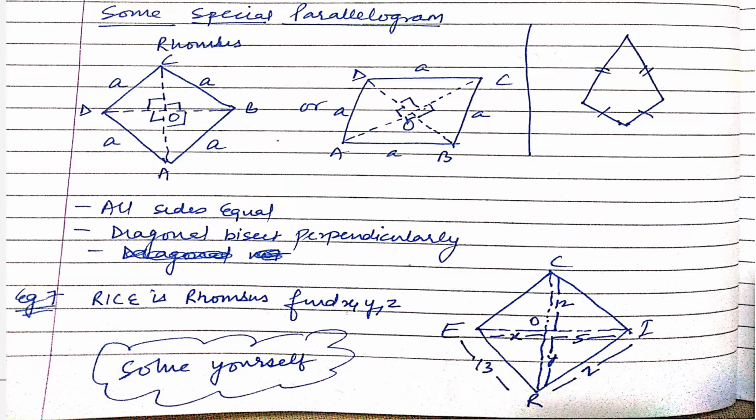Some special parallelograms. This topic we have already done, but still as it was coming in continuation, I took it for you. It is very simple. We know what a parallelogram is. A parallelogram is a quadrilateral in which there are two pairs of opposite parallel sides which are equal also.